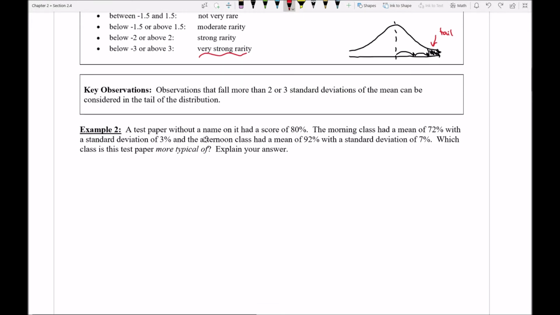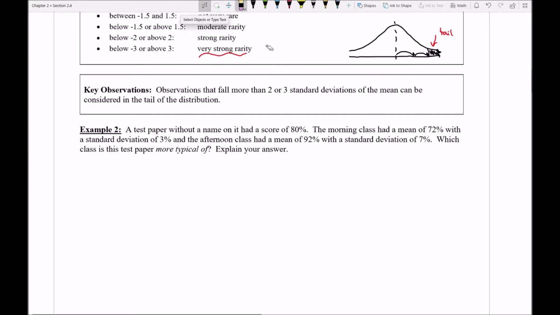A test paper without a name on it ends up with a score of 80%. The morning class had a mean of 72% and a standard deviation of 3%. While an afternoon class of students had an average of 92% on an exam and a standard deviation of 7%. And so I have this mystery paper, right? You can imagine maybe, if I'm the instructor and I'm wondering, gosh, wait, whose paper is this? Then how could I maybe determine which class the test paper is more typical of? Which one is it more representative of, the morning class or the afternoon class?